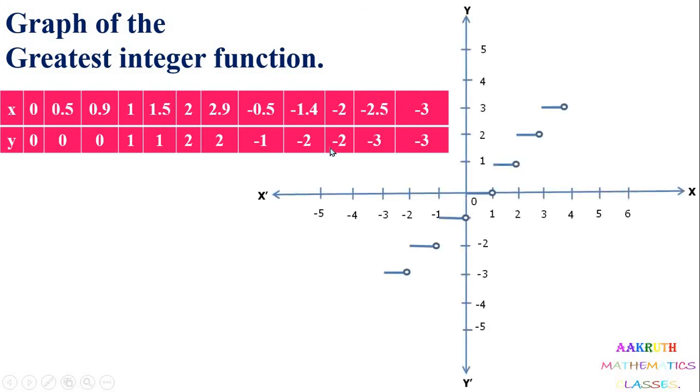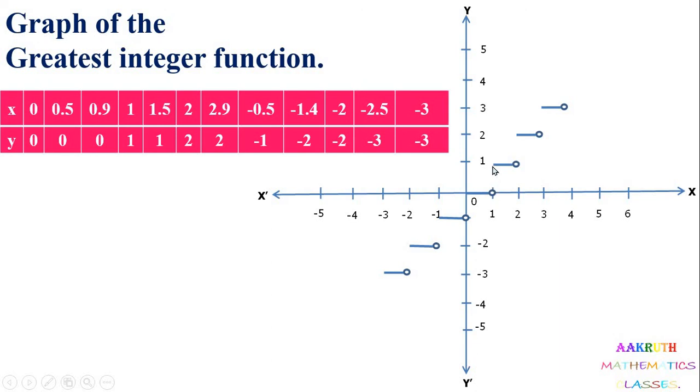So next we see the graph of the greatest integer function. The graph will be like this. Greatest integer function of 0 is 0 only, of 0.5 is 0 only, and of 0.9 is 0 only. But greatest integer function of 1 is 1. Therefore, here we have to write one circle without shading, that is, this point is not included.